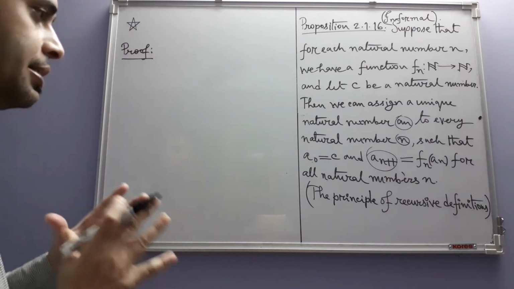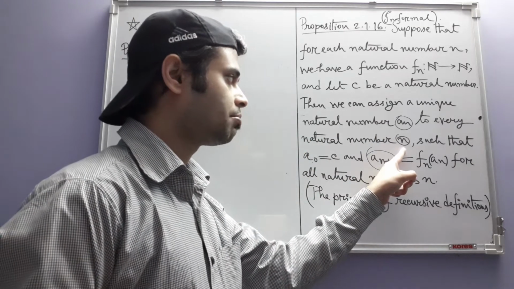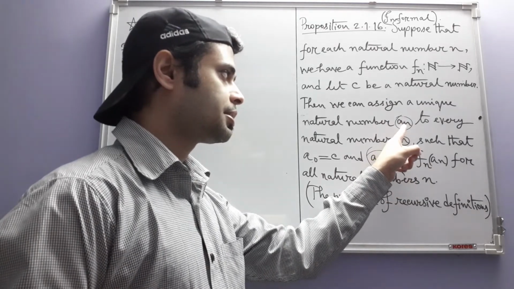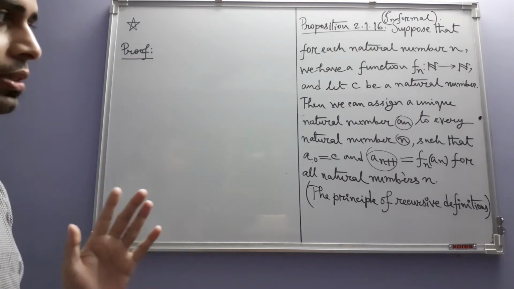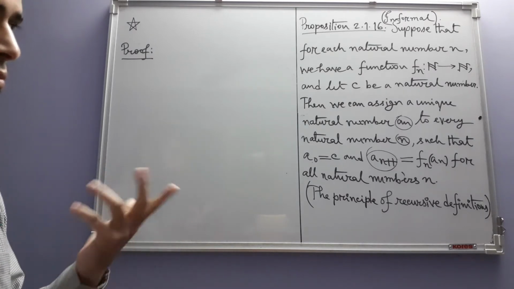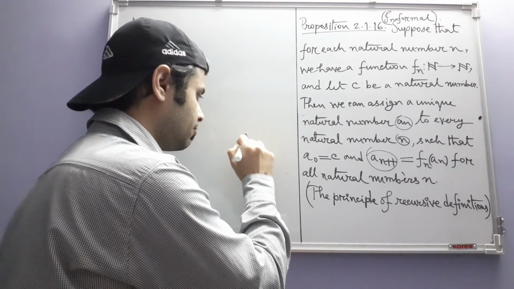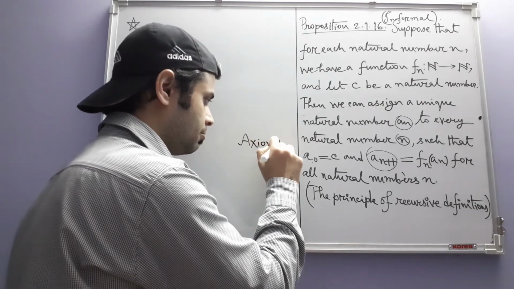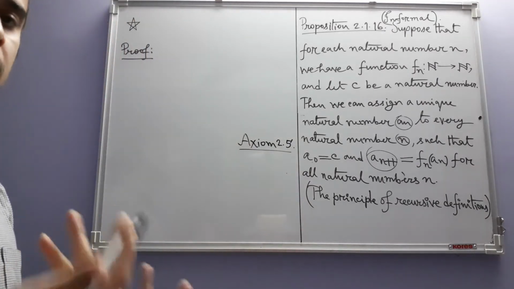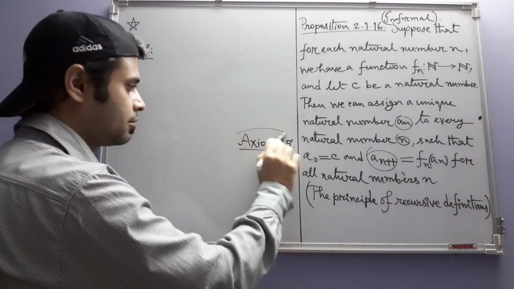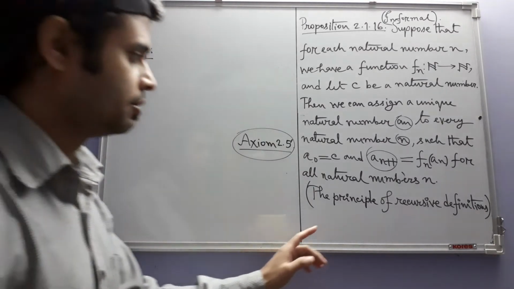So what is it that we have to prove here? We have to prove that for each natural number n, there exists a unique value of an. That's what we have to prove. And what is the strategy of our proof? We are using induction. In other words, we are using axiom 2.5, the fifth Peano axiom. Using the fifth axiom and proving by induction are the same thing. This is how we are going to prove the thing.